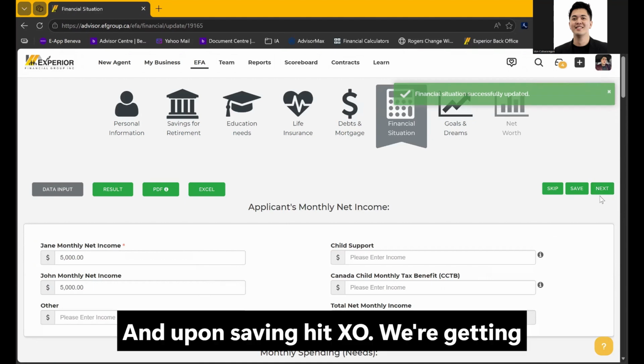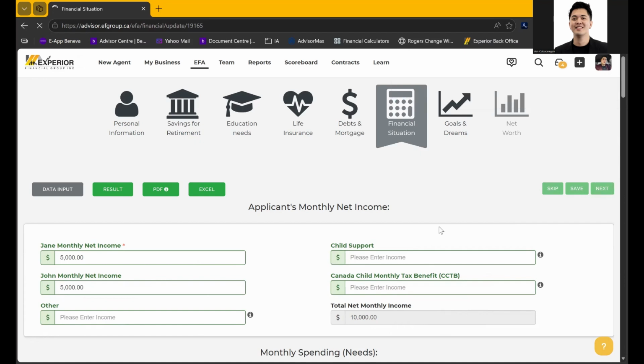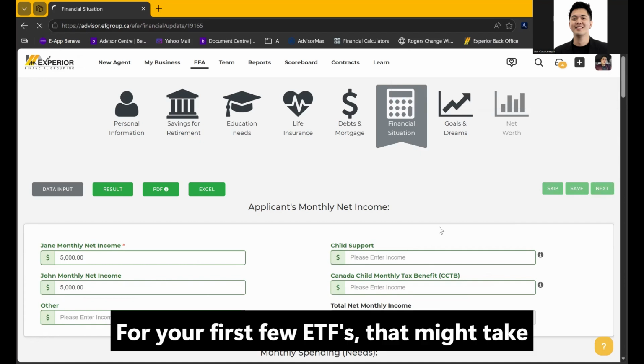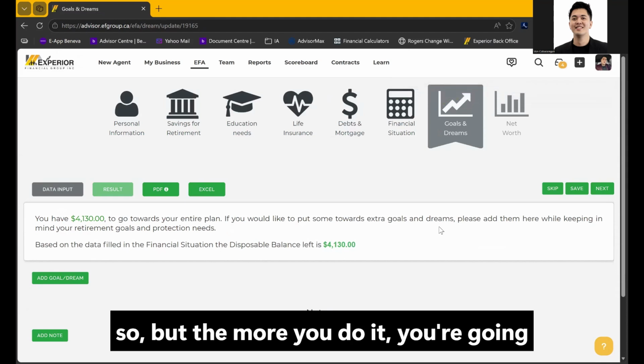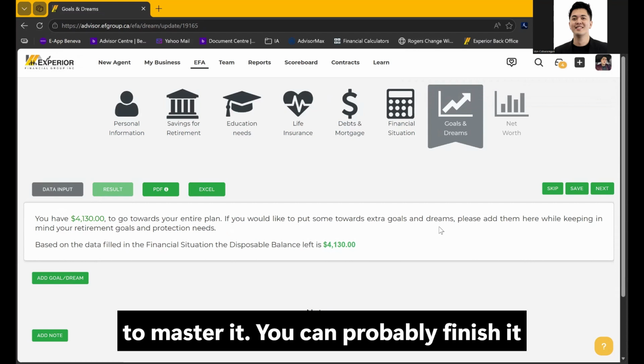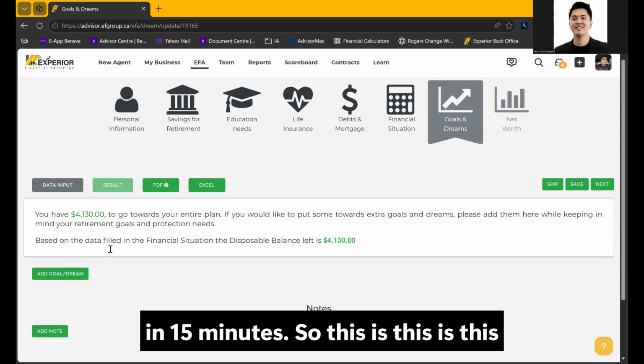And upon saving, you hit next. So we're getting closer to the EFA. For your first few EFAs, it might take you approximately 30 minutes or so. But the more you do it, you're going to master it. You can probably finish it in 15 minutes. So this is you, right?